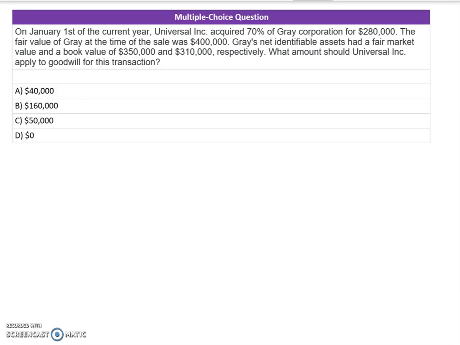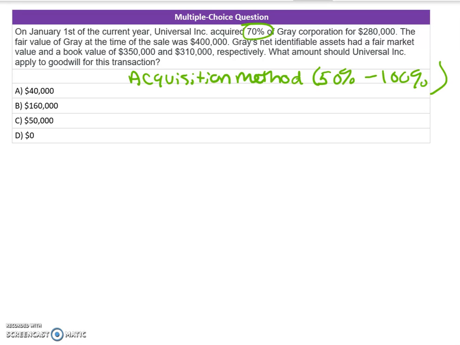Okay, so we are acquiring 70% of Gray Corporation. So that means we're using what? That means we are going to be using between 50 and 100%. So 70% does qualify. So we're buying it for $280,000. The fair value of Gray at the time of the sale was $400,000. So that's going to be the fair value of the company we're purchasing.